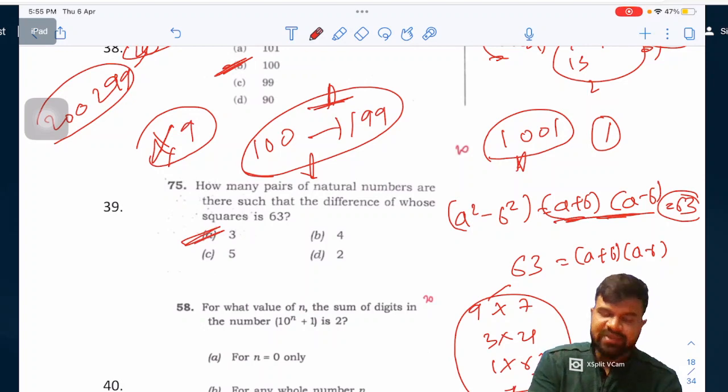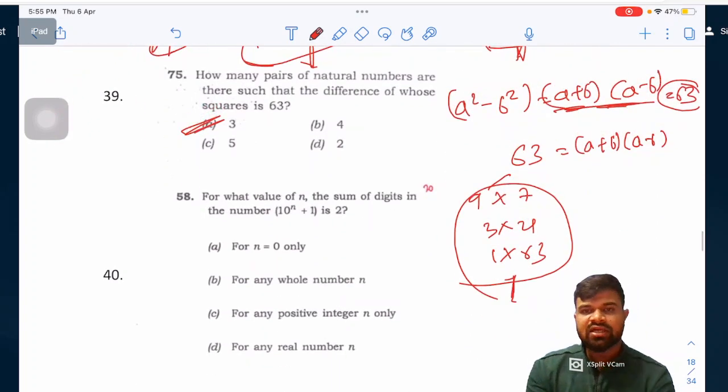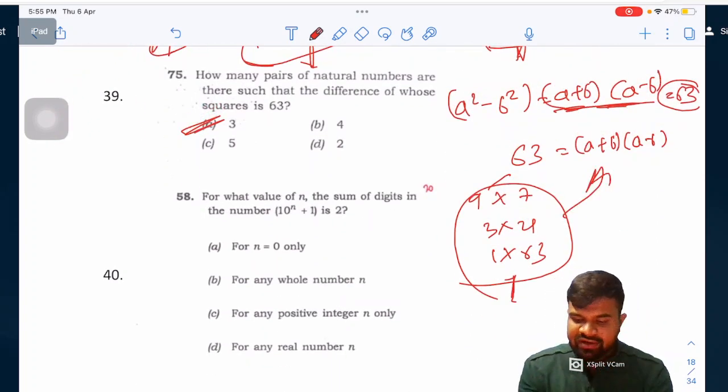So three such pairs are there. You can find different values of A and B based on these factors, but three such factors are there.